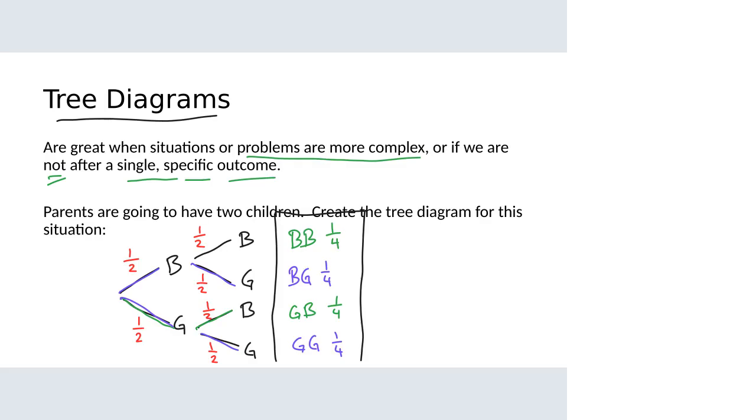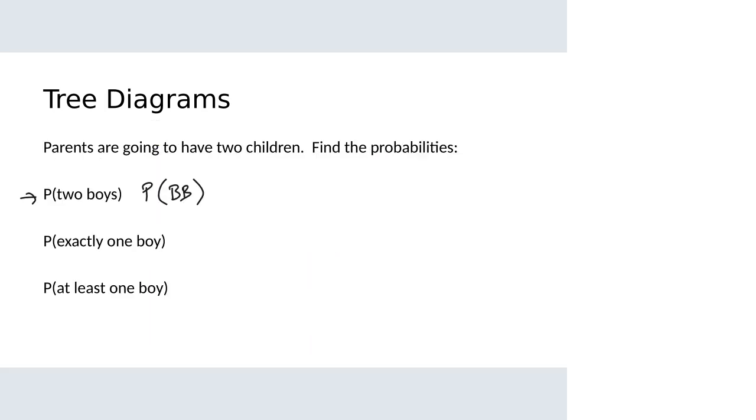We'll go back and we'll look at this sample space that we made. And what we'll see here is, well, boy followed by boy is right there. It has a probability of 1/4. So to answer that question then, what's the probability of boy followed by boy? It is 1/4.